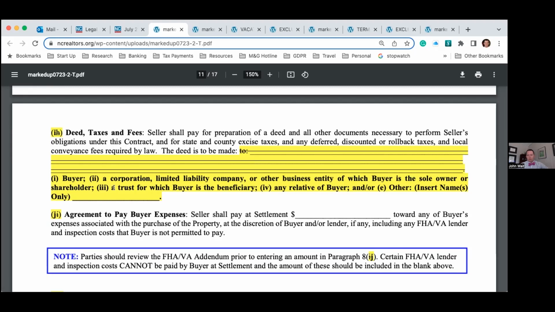So, some sort of LLC or something like that, that the buyer. Now, this can be done without you writing anything. You don't need to write anything, okay? The deed could automatically be made to those two things just by virtue of you filling out the contract.